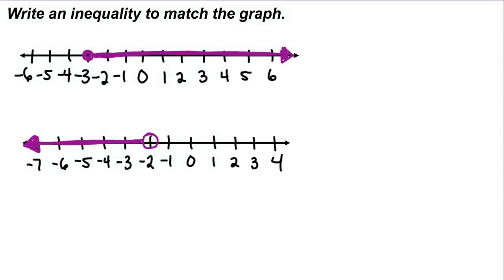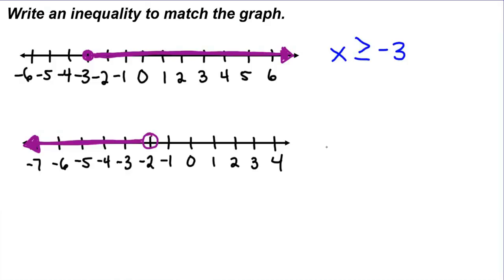Now we're going to do the opposite. Here I'm going to give you the graph, and we have to come up with an inequality to match. So we can see that we have a filled in circle on -3. So -3 is included. So this is going to be or equal to, and it's everything to the right, so it's everything that is greater than or equal to -3. So x is greater than or equal to -3.